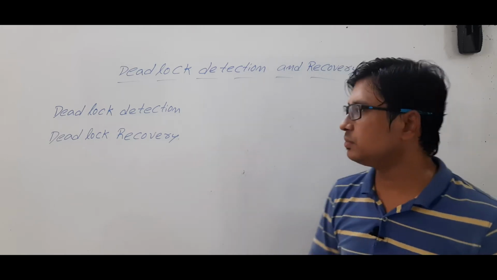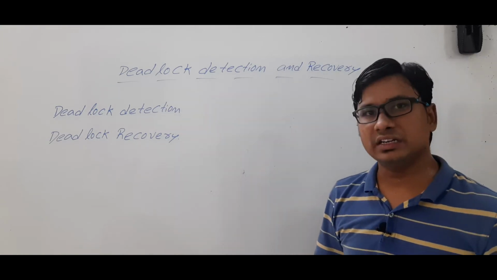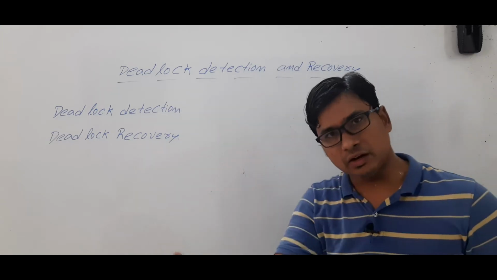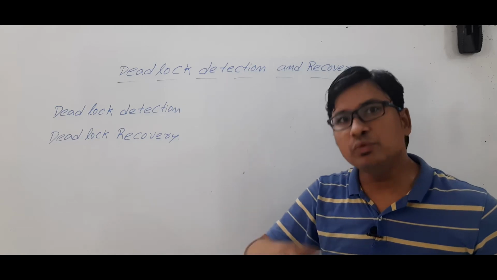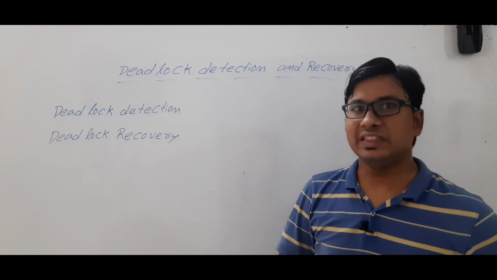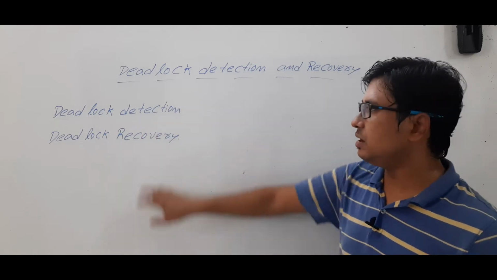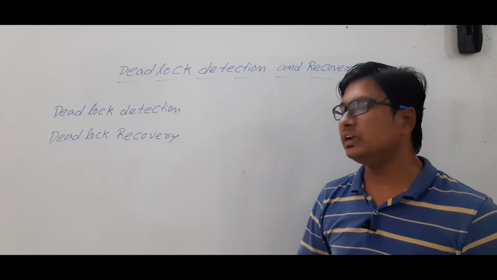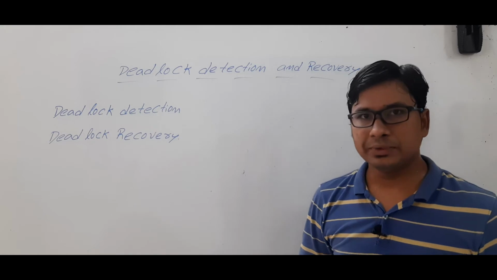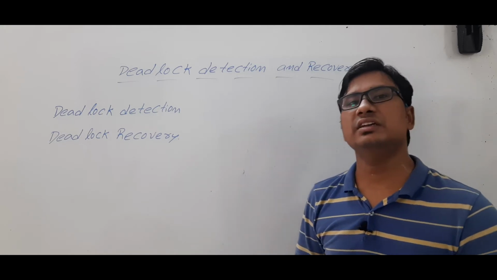Is it clear? Are you able to understand? Coming to the deadlock detection, we will allow the deadlock. Let the deadlock happen, then we will detect there is a deadlock, then we will recover from the deadlock. Is it clear? So we have two phases. One is the deadlock detection and then deadlock recovery. Now let me discuss how we can detect there is a deadlock.